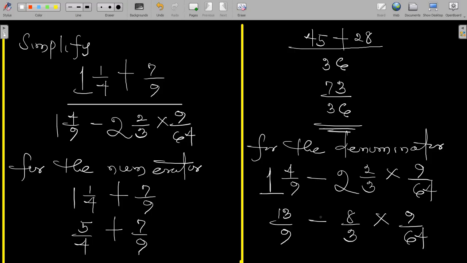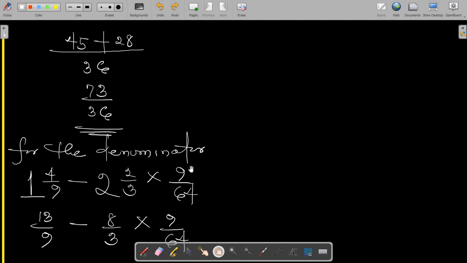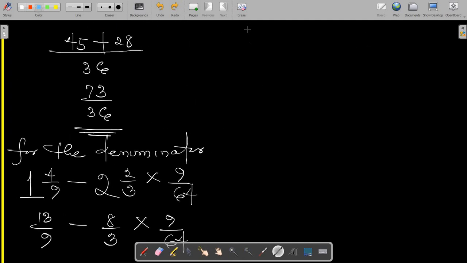Now since we have subtraction and multiplication, we must obey the rule of BODMAS here. So we need to solve multiplication first before subtraction, following the rule of BODMAS, because multiplication comes first. Let me go to the other side of the board. So what will I have? Let me still draw my line. In this case again, we have 13 over 9, then minus.